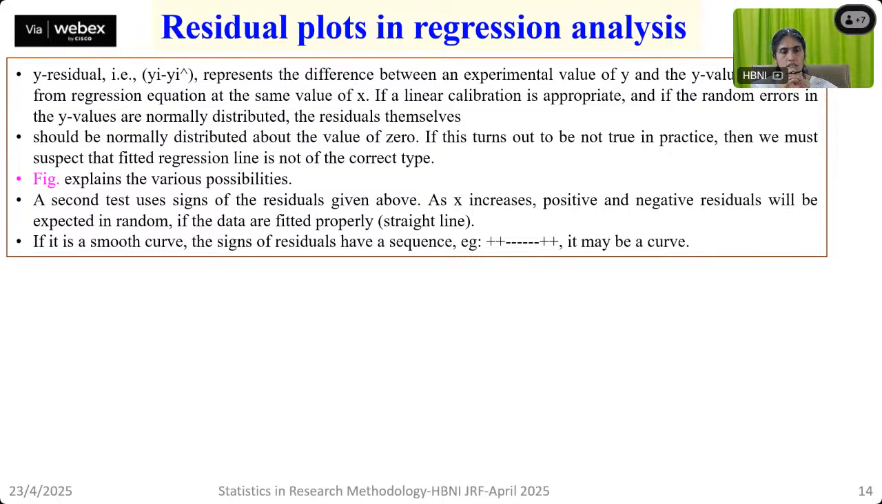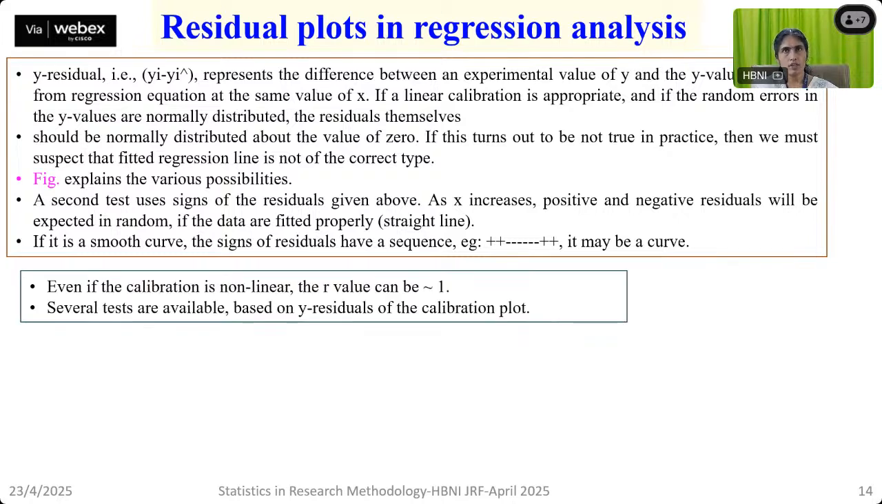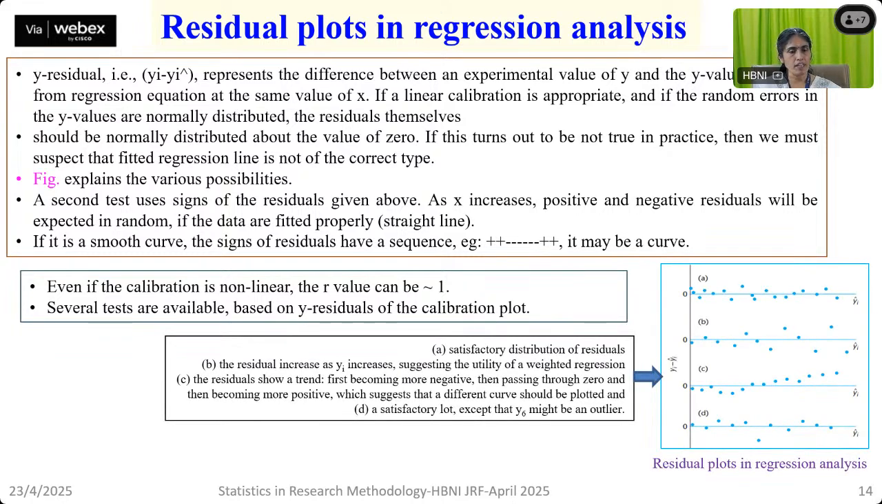If you plot the residuals as a function of the calibration parameters, you will see that near the centroid the residual is 0. On either side the residuals keep on increasing or decreasing depending on whether you are doing weighted or ordinary regression of the function. Ideally, the residual should be normally distributed about the 0 value, but this does not happen in real cases, even though the ideal situations are not achieved every time. So this figure will explain various possibilities in real life situations.